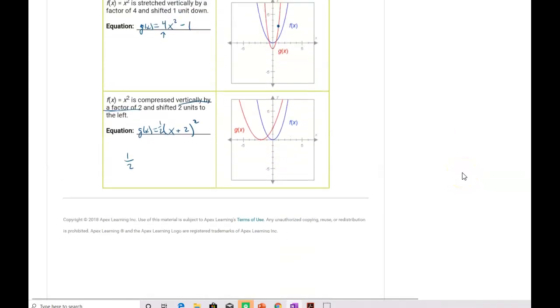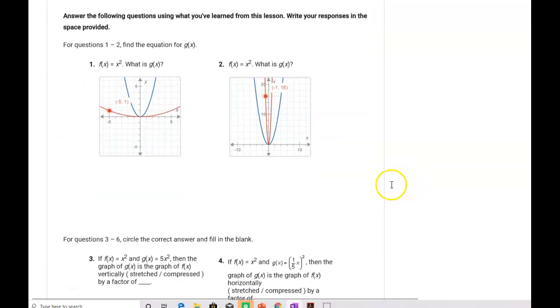So if you get wider, you know it's a fraction and it's 1 over the factor. Okay? And if you look here, you should notice you went over 1, up about 1/2 on the graph.